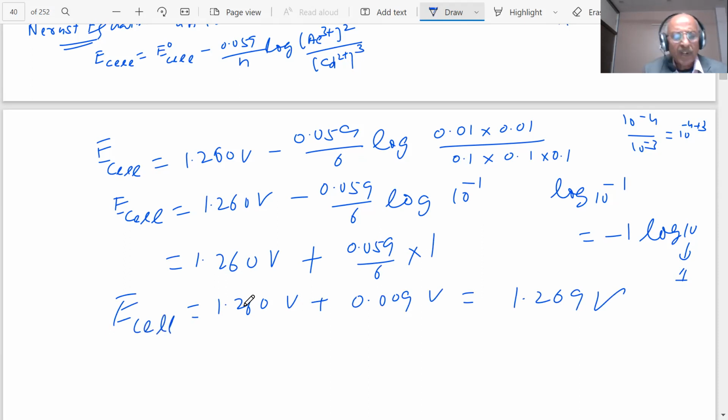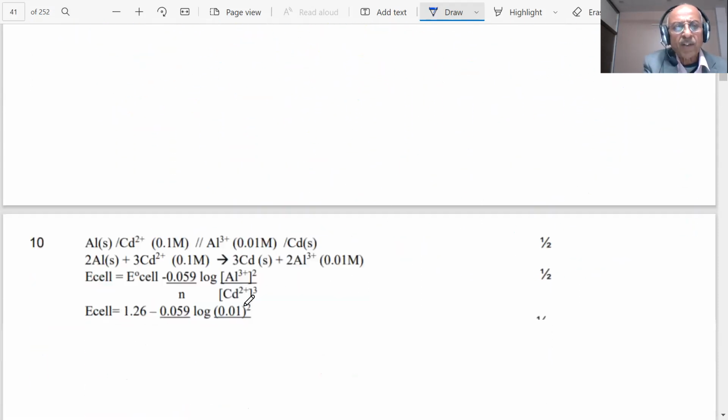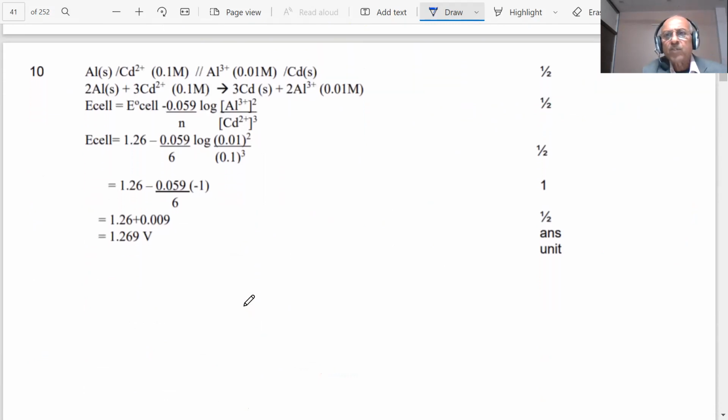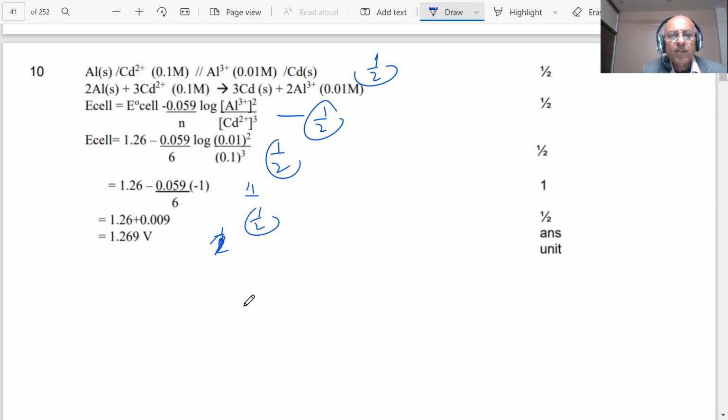All the steps have to be written. Let us see the answer given by the CBSE. This is the answer which has been given by the CBSE. We already solved it. You see how you get marks. If you write this, you get half a mark, and if you write this, you get half a mark, and like this you get 1, and finally half. So half, half, 1, 1, and 1 plus 1 plus 1, total 3. This is the marking scheme.